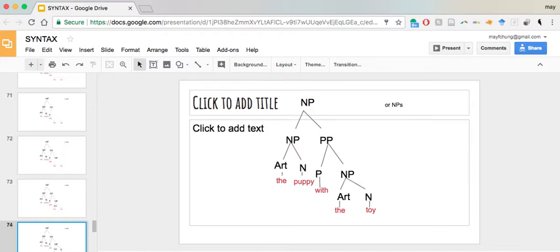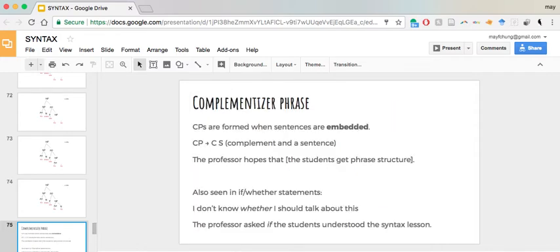So just keep track of where the prepositions are in your sentence. The last thing to remember for today would be your complementizer phrase. Your complementizer phrase occurs when sentences are embedded. Remember, one of the first days of class, I talked about how you can have an infinite number of sentences, because through the process of recursion, you could say multiple things because you can just embed the sentence.